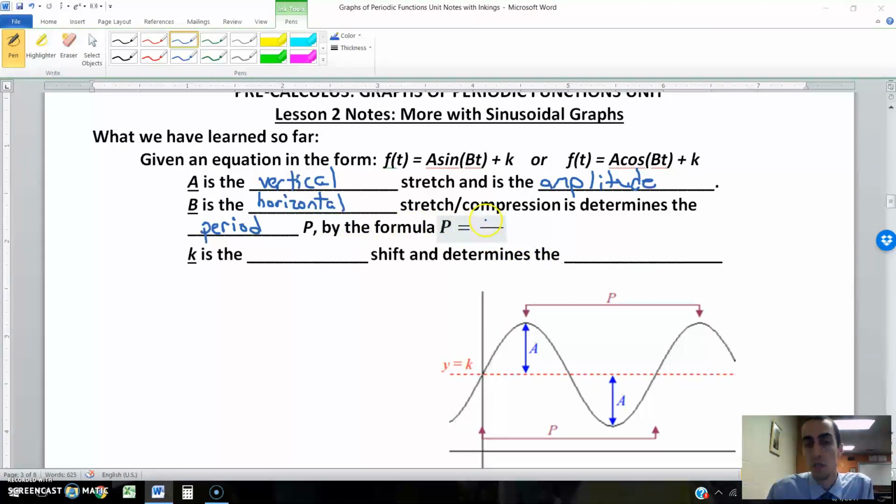And the formula that we use to find the period is for sine and cosine, we take 2 pi and divide it by that number b right there. When we get on to tangent graphs, that formula is going to be different. Next up, this k. K determines for us the midline for our sine or cosine graph. And so it is a shift of up or down, meaning that's a vertical shift.